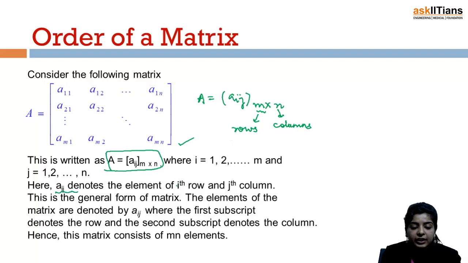Here aij denotes the ith row. As we have discussed, whenever we write aij, the first subscript will always stand for the row, so this denotes the ith row and jth column. This is the most general form of matrix, and one more important concept here is the order. When I write [aij] m cross n, this m cross n denotes the order of the matrix. This would mean that this matrix contains mn elements. Just multiply these two subscripts and this denotes the number of elements.